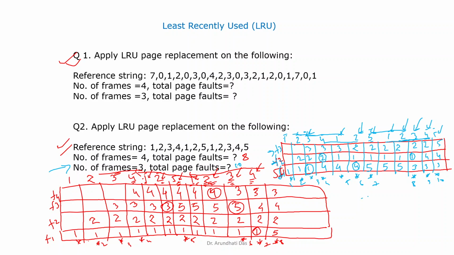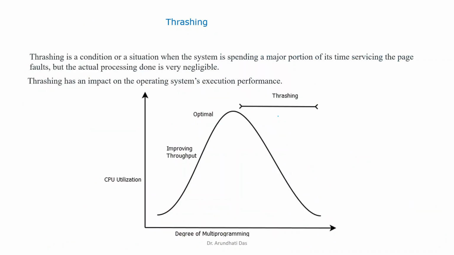Okay, so this is another example that we have discussed for LRU. Then one more concept called thrashing is there. Okay, so what is thrashing? Thrashing is a condition or a situation when the system is spending a major portion of time servicing the page faults, but the actual processing done is very negligible. Okay, so thrashing has an impact on the operating system execution performance.